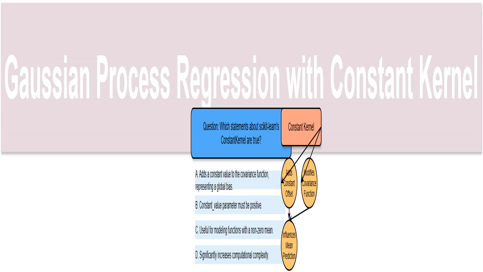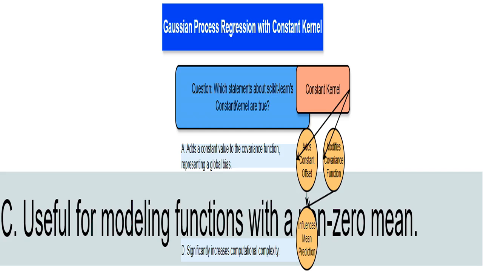This is the core topic: using Gaussian process regression, a powerful machine learning method, specifically focusing on the constant kernel, a component that lets you model a consistent added value. Adding any kernel to a Gaussian process adds a little bit to the calculation time. But the constant kernel is pretty lightweight. It doesn't slow down the process much at all.